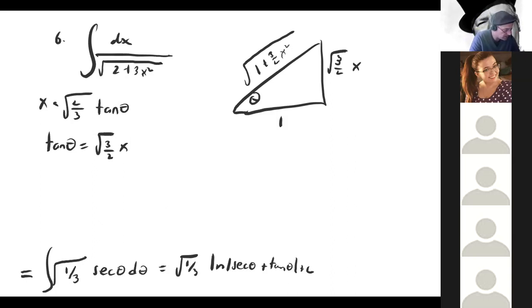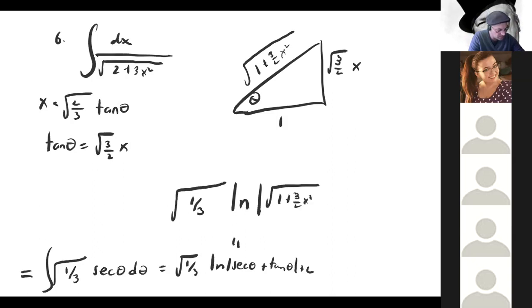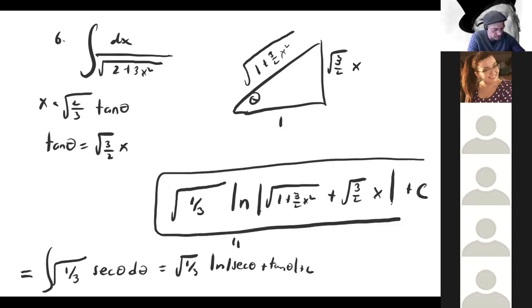Okay, so then we need to write down what this is in terms of x. So we have the square root of 1/3. What is secant theta? It is hypotenuse over adjacent, so that's the square root of 1 plus 3/2 x squared, plus the tangent of theta, which is opposite over adjacent, so that's the square root of 3/2 x, absolute value, plus c. So I believe that this is correct, unless I made another stupid mistake.